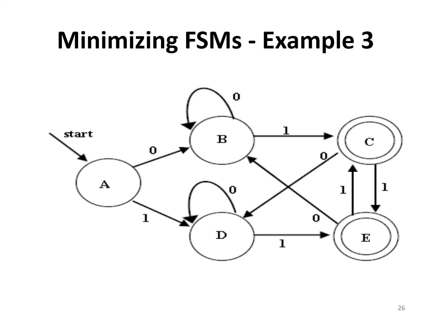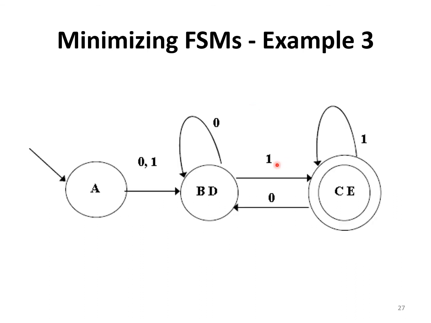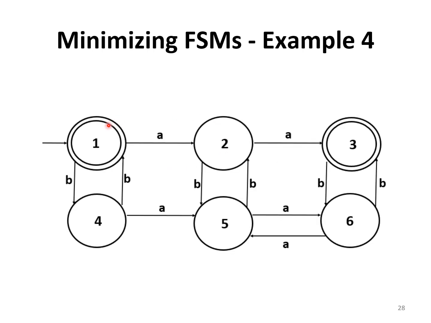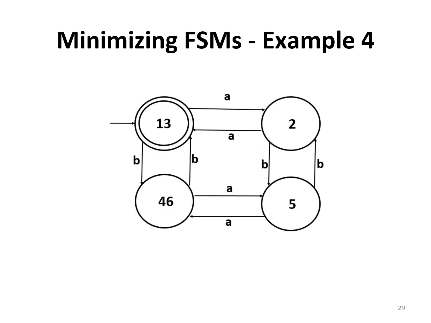This is example 3, for which you have to apply min-DFSM as I have done for examples 1 and 2, and minimize the DFSM. This is the minimized DFSM obtained for example 3. Similarly, I have given one more example, FSM 4, which is to be minimized. This is the minimized DFSM obtained for example 4. So you can solve these two examples 3 and 4.